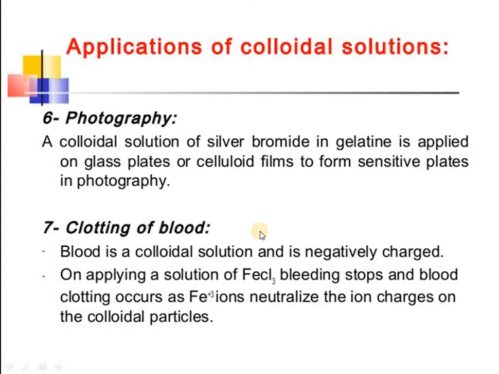So next is photography. Silver bromide coating we are doing in gelatin on the glass plate or celluloid films to form sensitive plates in photography. That was used earlier in photography, the silver coating and all that. And blood clotting: already we have discussed that blood is negatively charged, and ferric chloride will give you 3+ ions and it will neutralize, and the bleeding will stop. Coagulation will be happening. This is known as clotting.